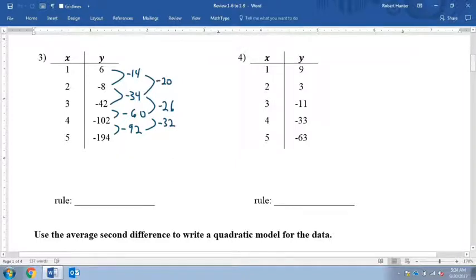So it's not quadratic. Last but not least, negative 26 minus negative 20 is negative 6. Negative 32 minus negative 26 is also negative 6. So it's cubic. Third difference is the same, so it's cubic.